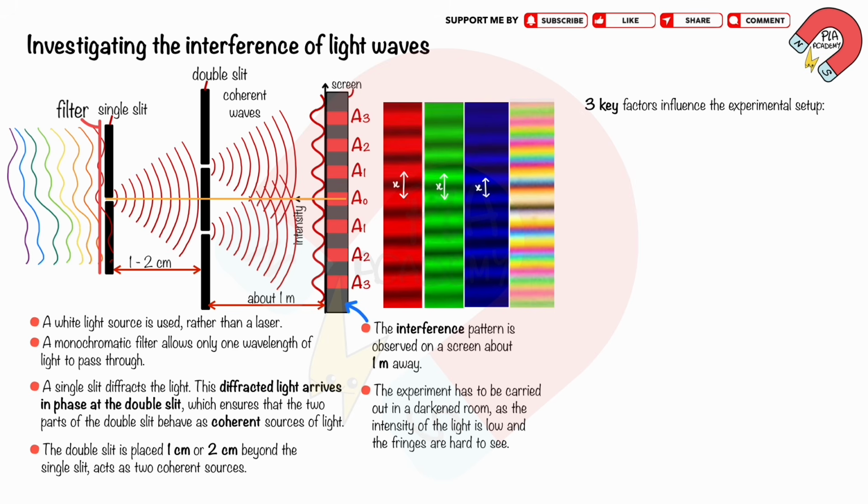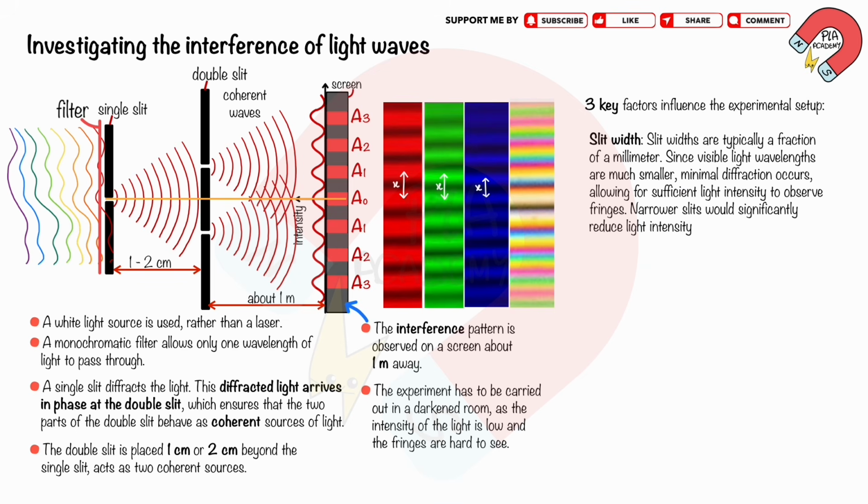Three key factors influence the experimental setup. Slit width. Slit widths are typically a fraction of a millimeter. Since visible light wavelengths are much smaller, minimal diffraction occurs, allowing for sufficient light intensity to observe fringes. Narrower slits would significantly reduce light intensity.